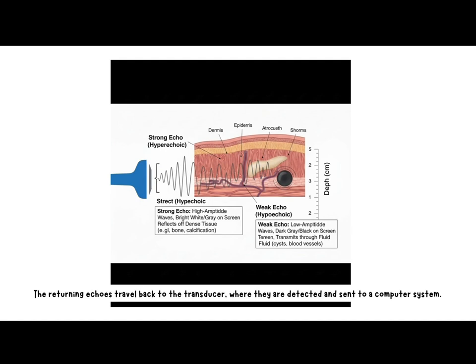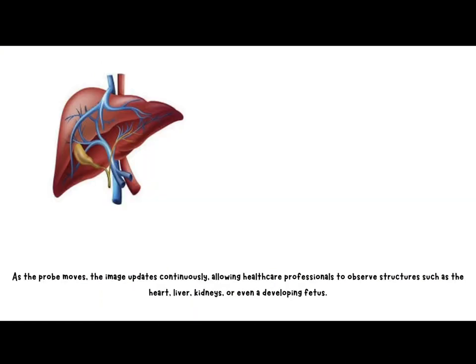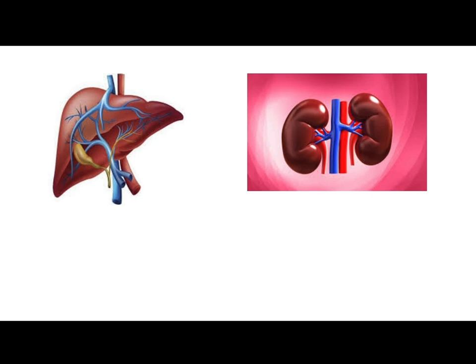The returning echoes travel back to the transducer. When they are detected and sent to a computer system, the computer then processes all the echo patterns and converts them into a real-time image on the screen. As the probe moves, the image updates continuously, allowing healthcare professionals to observe structures such as the heart, liver, kidneys, or even a developing fetus.